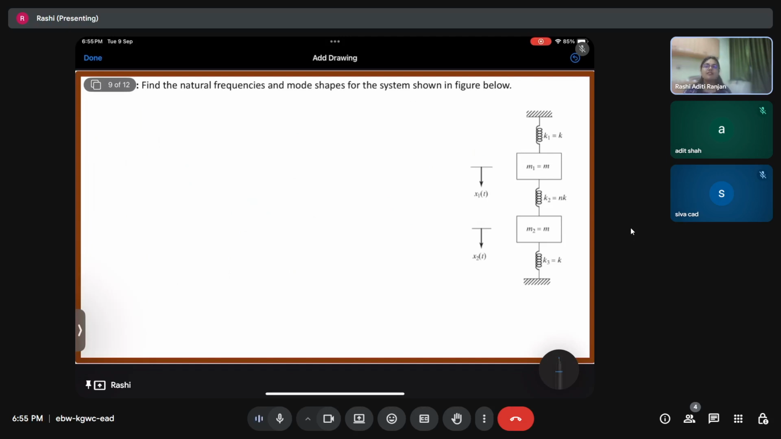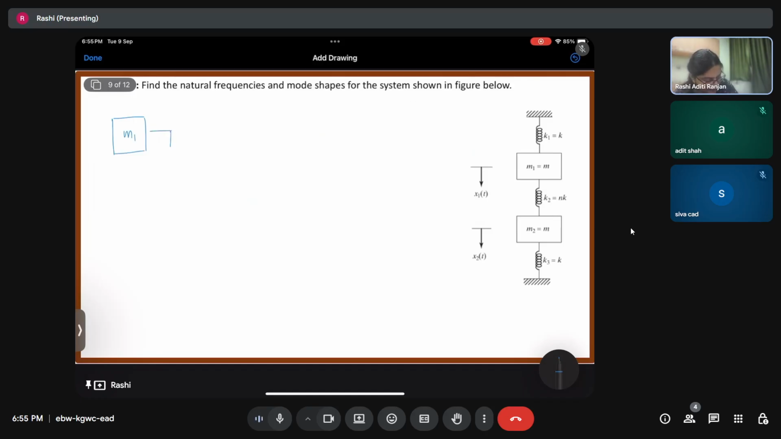By finding out the mode shapes, we can know what initial condition given to the system would excite either of the two modes of the system. Okay, so for this system, again, it's a 2 degree of freedom system. We'll write the force balance to get the equation of motion.